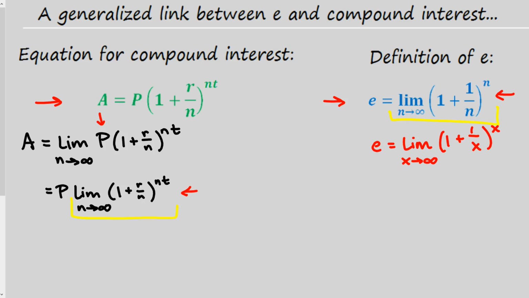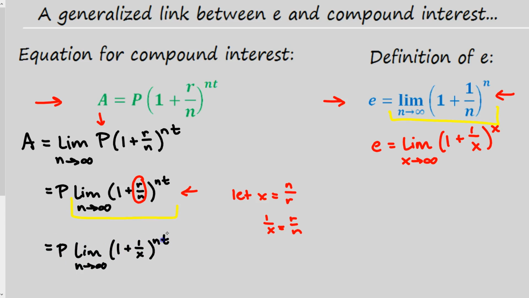All right, so suppose I say let x equal n over r. So that means that 1 over x is r over n, the reciprocal. So what I'm going to do is replace r over n with 1 over x. So now I have P times the limit as n goes to infinity of 1 plus 1 over x to the nt. So we've made a little progress because we have this part of the definition of e. There's still a little bit to do.